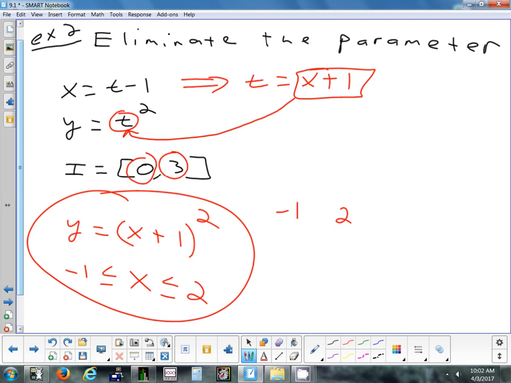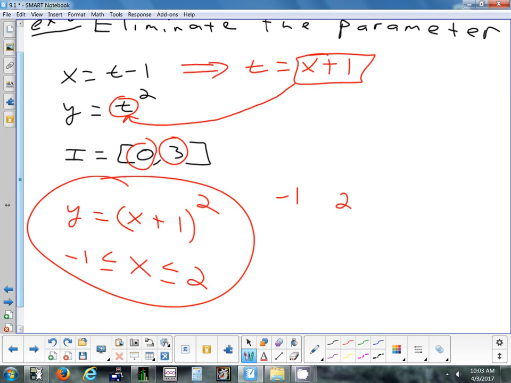So this is a parabola only graphed between negative 1 and 2. And it's a parabola shifted. How is the parabola shifted here? Yep, Tanya? It's a horizontal shift. Which way? To the left. Yeah, it's 1 unit to the left. Okay, so any questions on eliminating the parameter or finding the domain there?